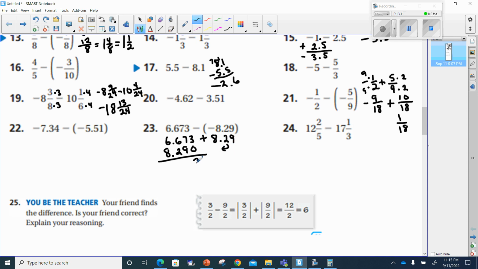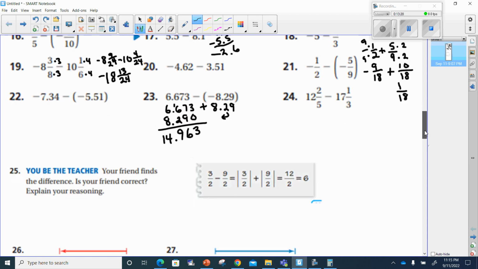3 plus 0 is 3. 9 plus 7 is 16. Carry the 1. 6 plus 2 is 8 plus 1 makes 9. And then 6 plus 8 is 14. So this would be 14.963.